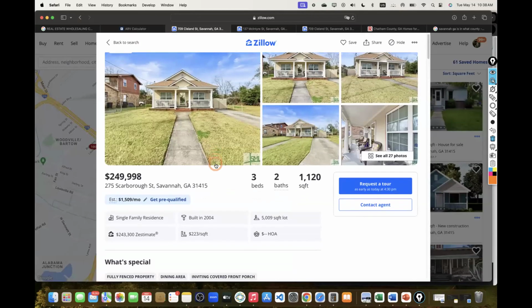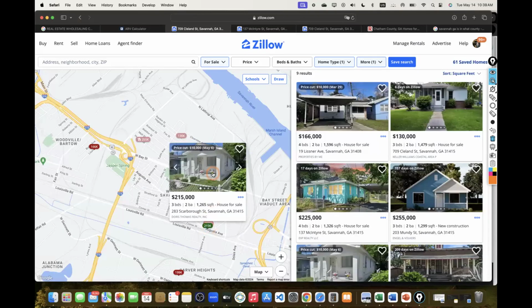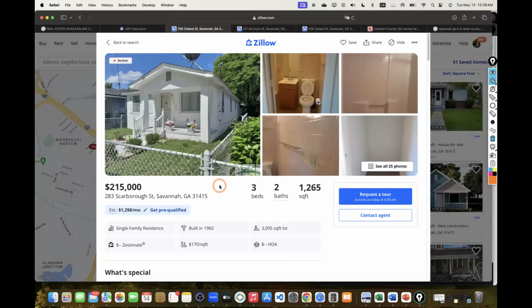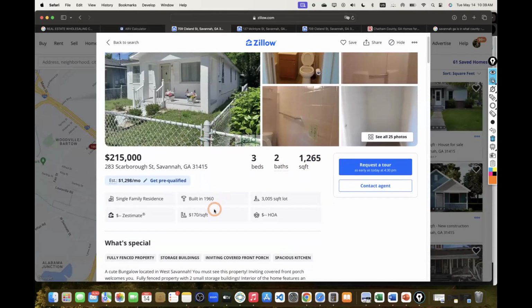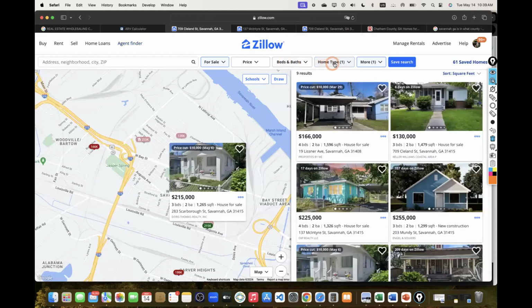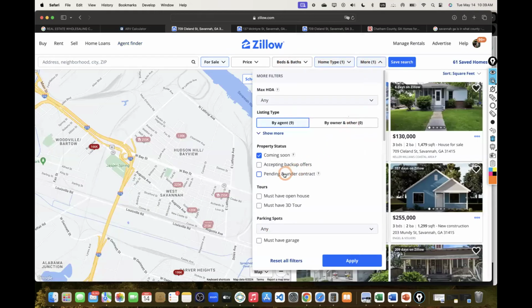Let's see this. This is a 2004. I can't use that. And then this is a 1960s, but this is selling for 215. But these are the ones that are for sale. Let me see, by changing this button, what's under contract, if there's anything under contract. And there's nothing under contract at the moment.